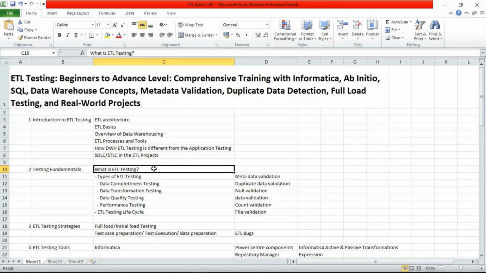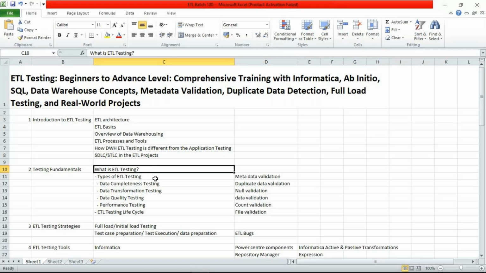Then we'll move to what is ETL testing. Once we understand what ETL is, we'll move to ETL testing. Once you understand software, you can easily move to software testing, right? You get to know what software is and how it works, and then based on those concepts, you can start testing that software. In the same way, we'll understand what ETL is, what a data warehouse is, how these processes work, and then we'll move to ETL testing.